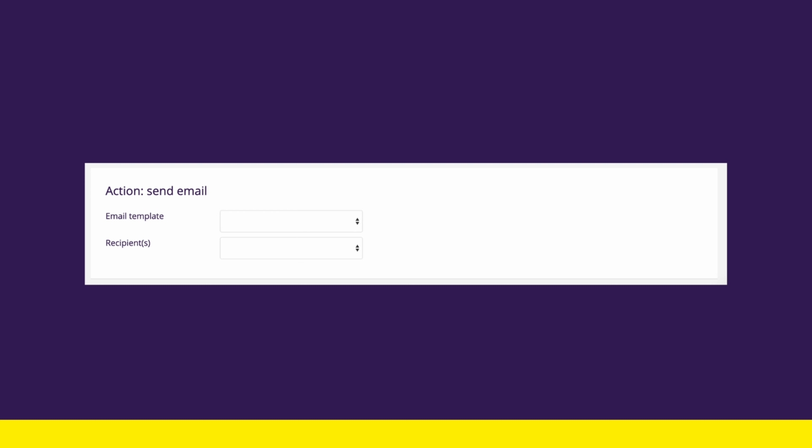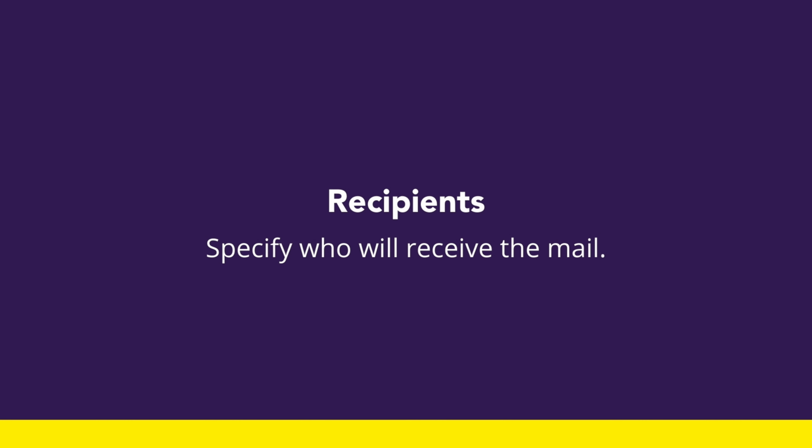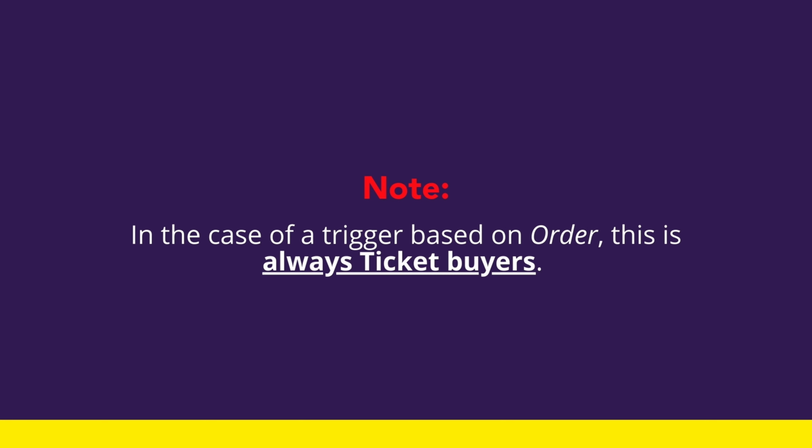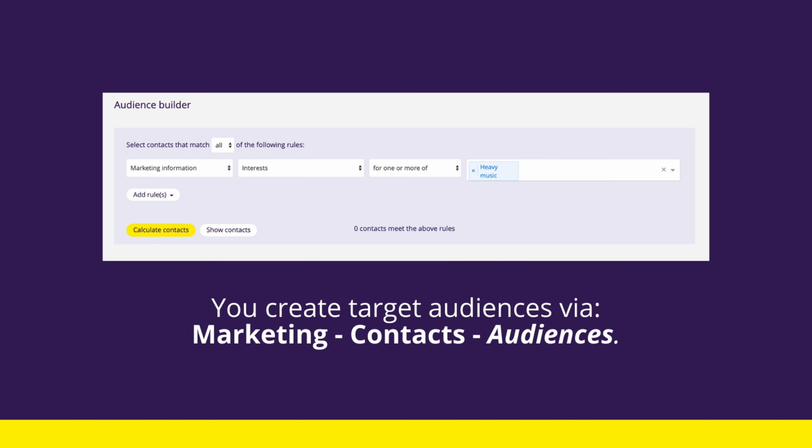In this last block, you configure which email and to whom it will be sent. Behind Email Template, you select the email template that must be sent when the trigger and rules you have set are met. Behind Recipients, you specify who will receive the email. In the case of a trigger based on order, this is always ticket buyers. This is because you set which ticket must have been purchased before a trigger is fired. In the case of an event-based trigger, you can choose between ticket buyers or audience. If you select Audience, you can select a target audience to whom this email will be sent.